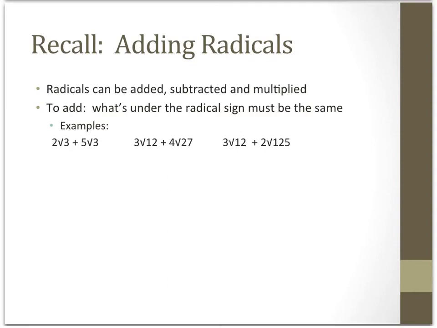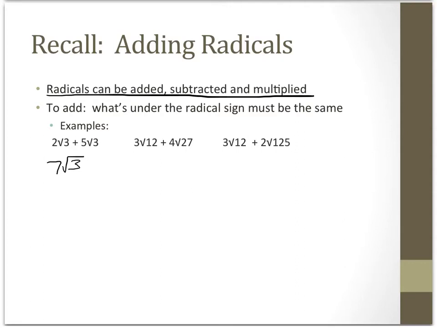Adding and subtracting radicals. Remember, radicals can be added, subtracted, and multiplied as long as they have the same number underneath the radical. This is like when we had exponents and we could add exponents that had the same base. Well, radicals work the same way. Our base in this case is what's under the square root. So 2 square root of 3 plus 5 square root of 3 would be 7 square root of 3.